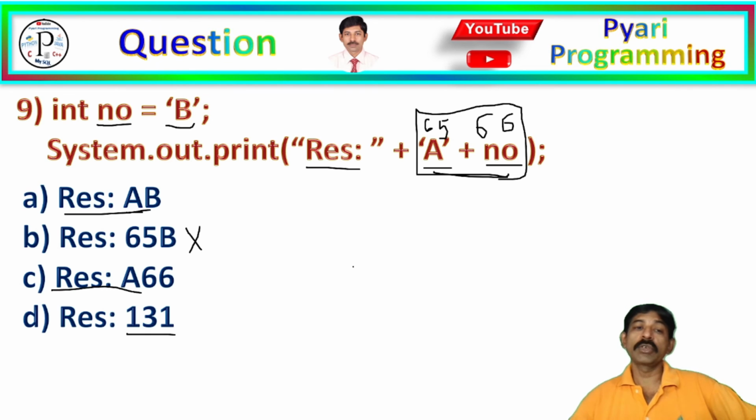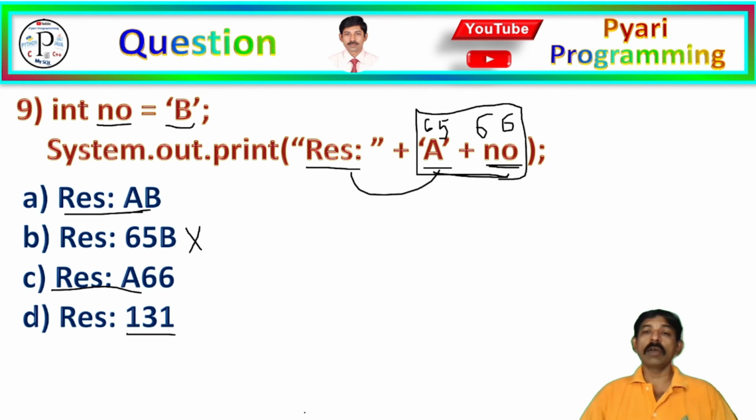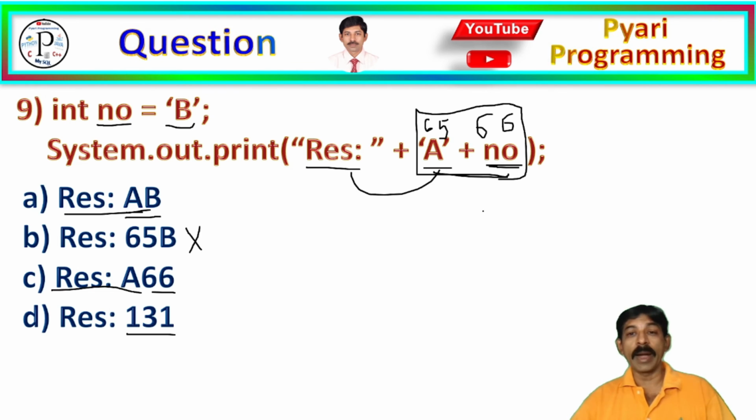As we know, the expression is evaluated from left to right. So RES plus A becomes your RESA. After that it is having a number. Next, again a question arises whether NO is used as an integer or it is going to be converted into character form. If it is going to be converted into character form, then this will be my answer AB, because first, we already learned that RES plus A is your RESA. Then after that, if it is not going to be converted, it will be your 66. That means A66 will be your answer. If it is going to be converted to character, then AB is your answer. If both are going to be added, then 131 will be your answer.